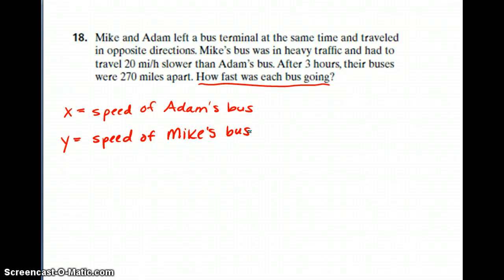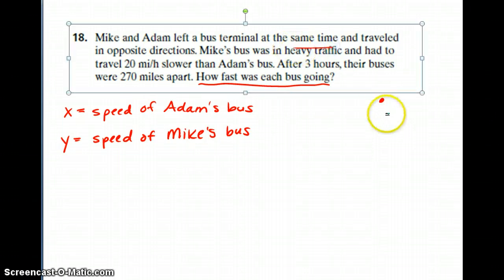So after you've defined your variable, now it might be helpful to draw a picture about what's going on. So you have a bus terminal, and it said they leave the bus terminal at the same time and travel in opposite directions. So one bus is going this way, and one bus is going that way. It says Mike's bus was in heavy traffic and had to travel 20 miles an hour, so this is really important, 20 miles an hour slower than Adam's bus.